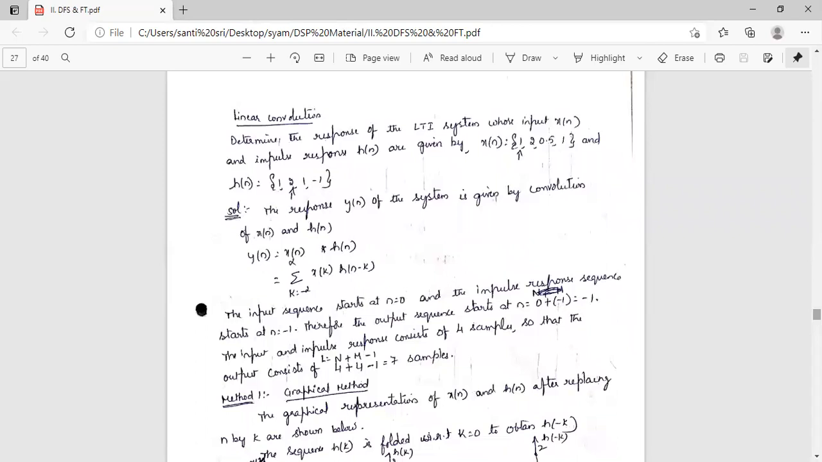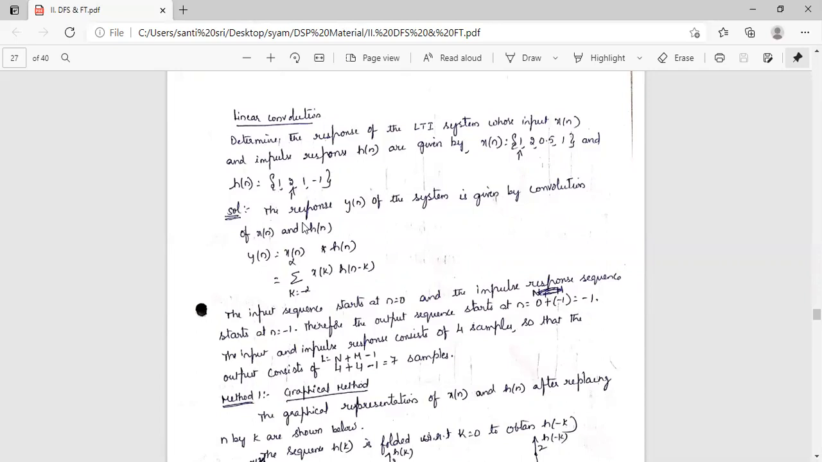Determine the response of a linear time invariant system whose input x of n and impulse response h of n are given by x of n equal to 1, 2, 0.5, 1. It starts from here, that is x of 0 is 1, x of 1 is 2, x of 2 is 0.5, x of 3 is 1, and h of n is 1, 2, 1, minus 1. Here h of 0 is 2, h of minus 1 is 1, h of 1 is 1, h of 2 is minus 1. So the response y of n of the system is given by convolution.